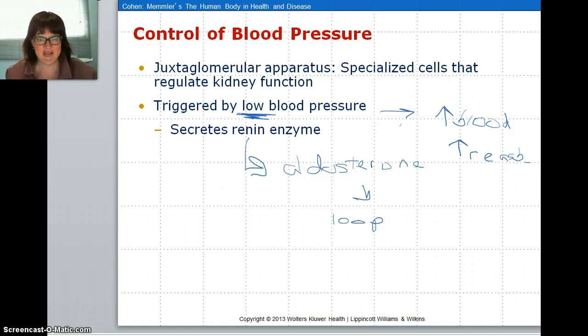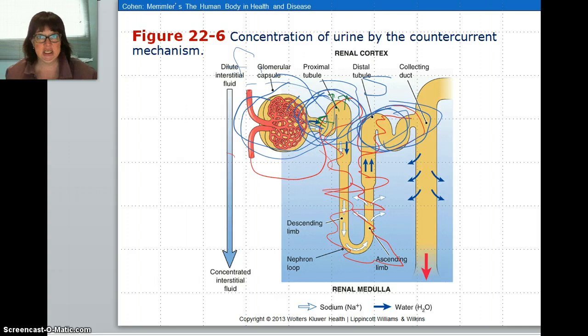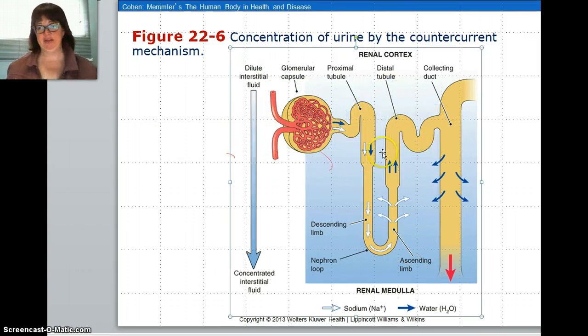Here's my loop of Henle, but it's all messed up. Just a second, I need to figure out how to make this go away. I want my eraser. Just a second. Okay, that wasn't pretty, but I made that all go away and you didn't have to see the pain of it.